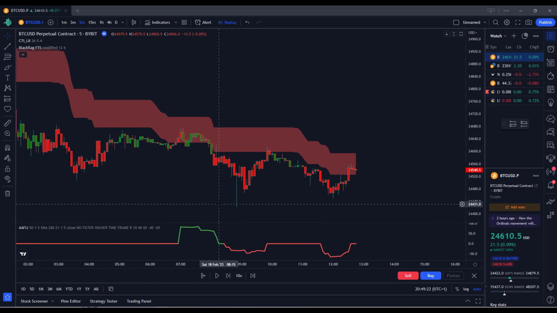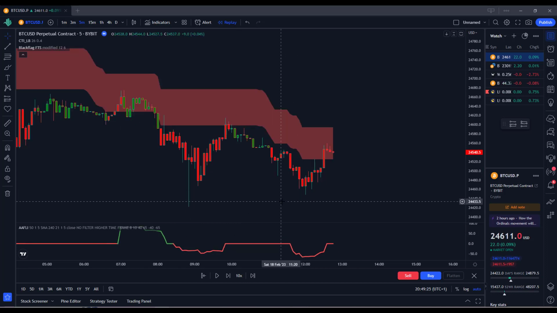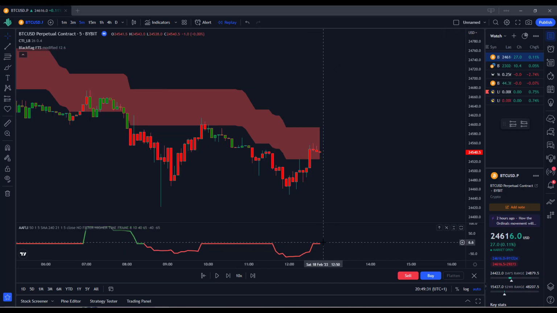So first things first, 3 things need to happen before we can take a long position. Afterwards I'm gonna explain a short position, but first the long position. 3 things need to happen. This needs to turn green. We need to have a green candle. This is also important: the Coral Trend indicator and the Swing Arm ATR indicator need to turn green.